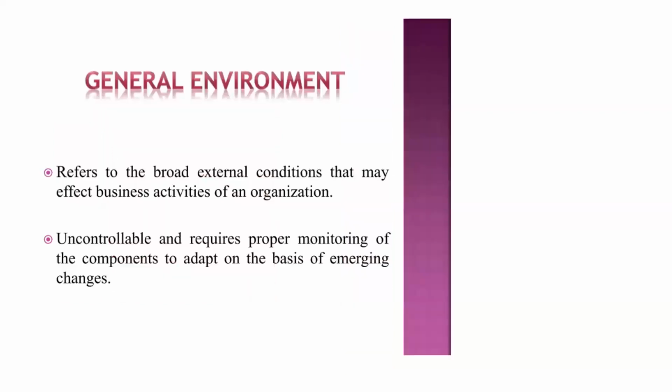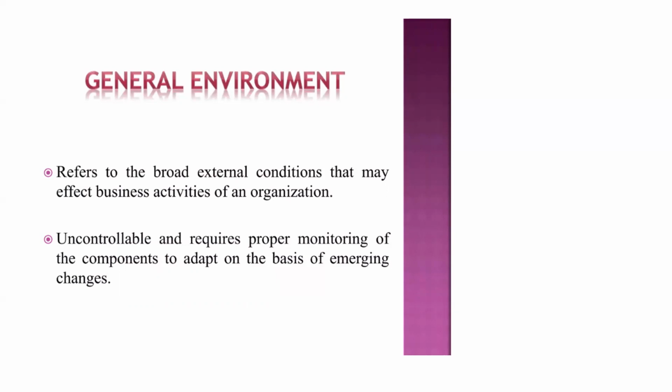Now we'll see the general environment, which refers to broad external conditions that may affect the business activities of an organization along with other organizations. It is completely uncontrollable and requires proper monitoring of the components to adapt on the basis of emerging changes. So as I said earlier, it is totally uncontrollable. It's not in our hands at all. Whatever the government says, we need to obey. We have different factors or components that we will discuss in the coming slides. So this is totally uncontrollable.